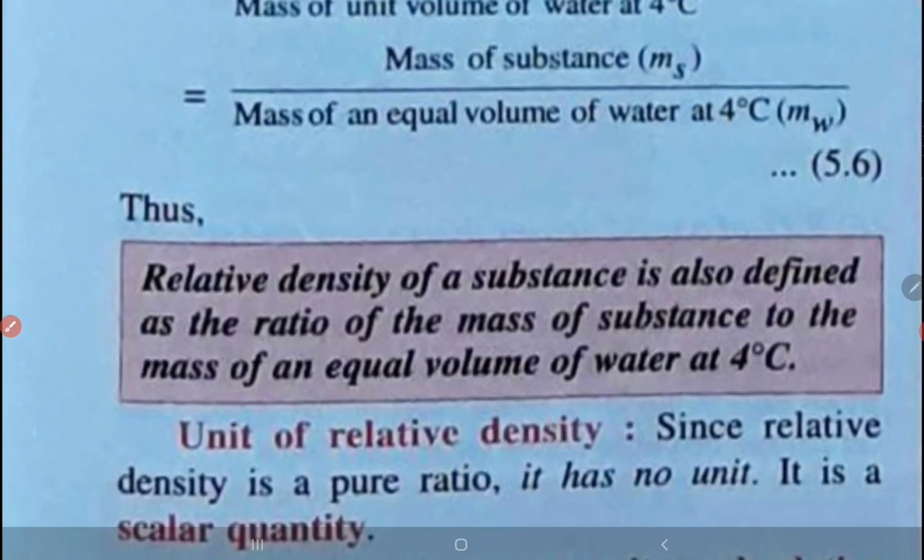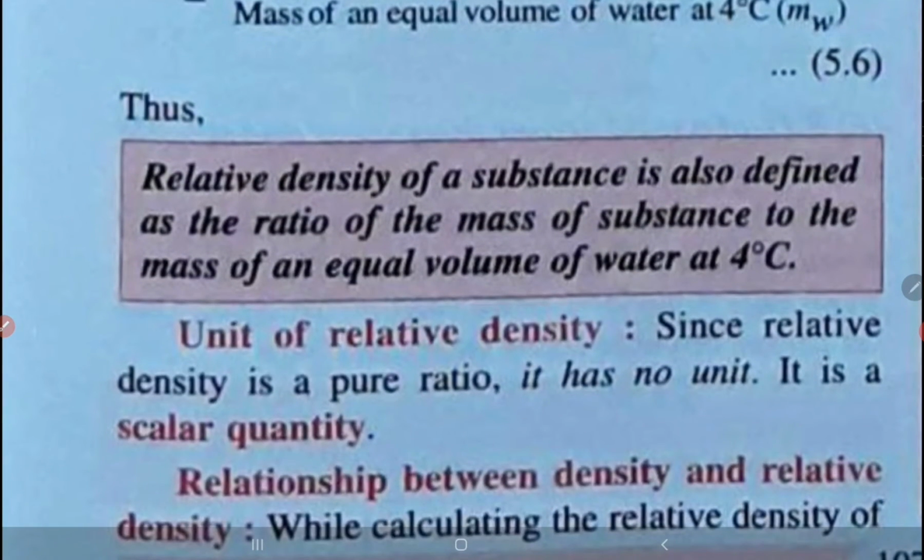Let that be equation 5.6 as shown here, right? Equation 5.6. Thus, the relative density of a substance is also defined as the ratio of the mass of substance to the mass of an equal volume of water at 4 degrees Celsius. So we have two definitions, you can use any one of them.